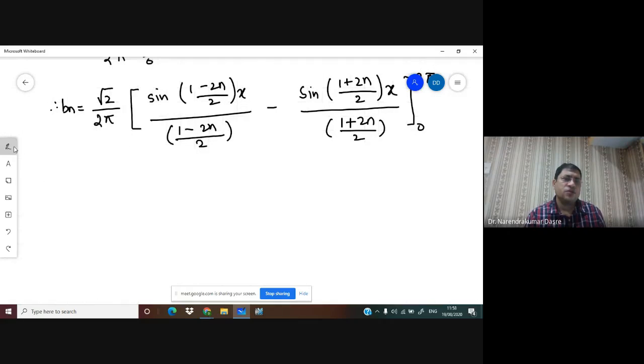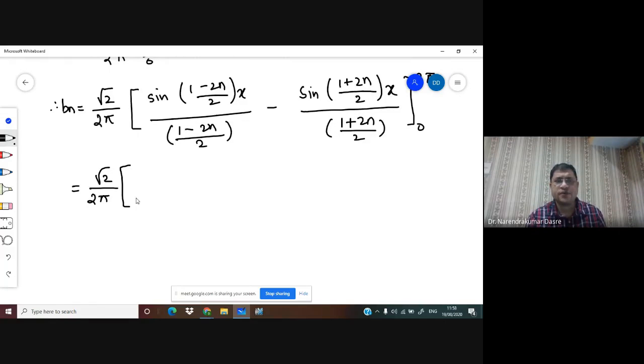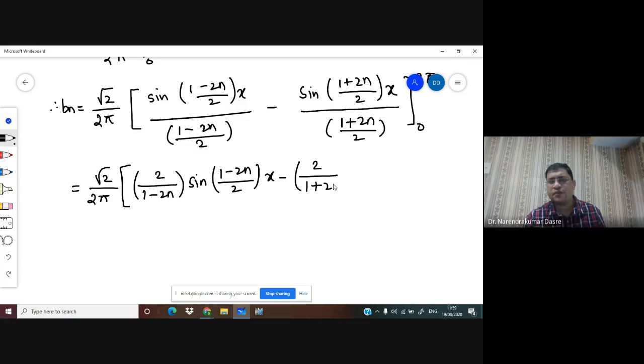So we simplify this as 2 upon 2π, and this is (1 minus 2n) by 2. So here I'll be having the reciprocal, and so we can have 2 upon (1 minus 2n) sine of ((1 minus 2n) by 2)x, minus 2 upon (1 plus 2n) and sine of ((1 plus 2n) by 2)x. The limits are 0 to 2π.